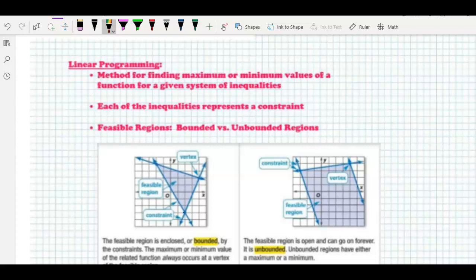It's a limitation about the situation. Like in our problem, Mackenzie can only make so many necklaces and so many pairs of earrings. She has to sleep. She can't work around the clock making necklaces and earrings. This region is going to be called our feasible region. Sometimes the feasible region won't be completely contained or bounded. Do you see how there's a vertex at the top and the top right, but then it goes on forever towards the bottom? That's an example of an unbounded region.